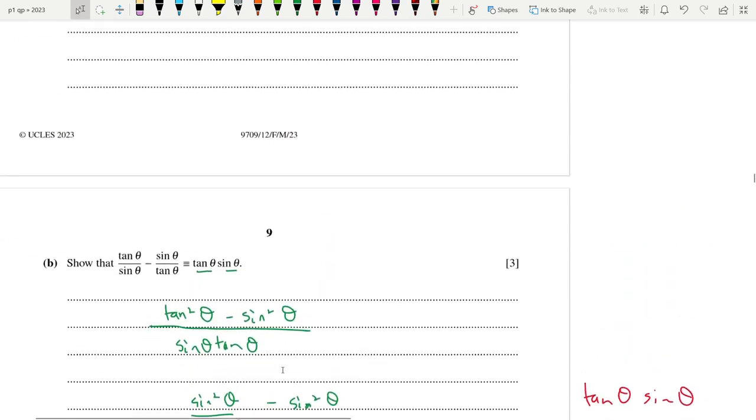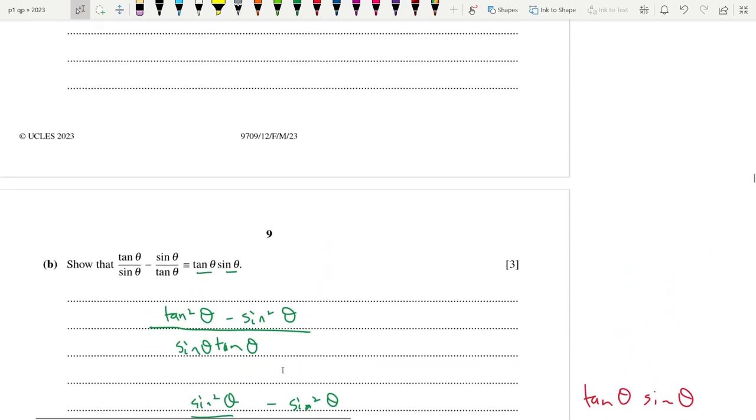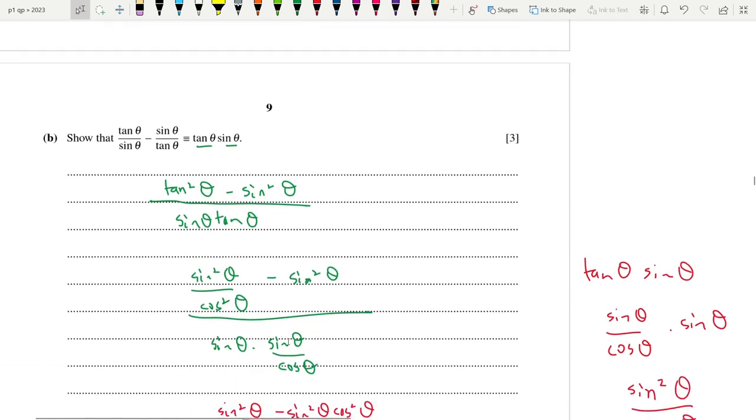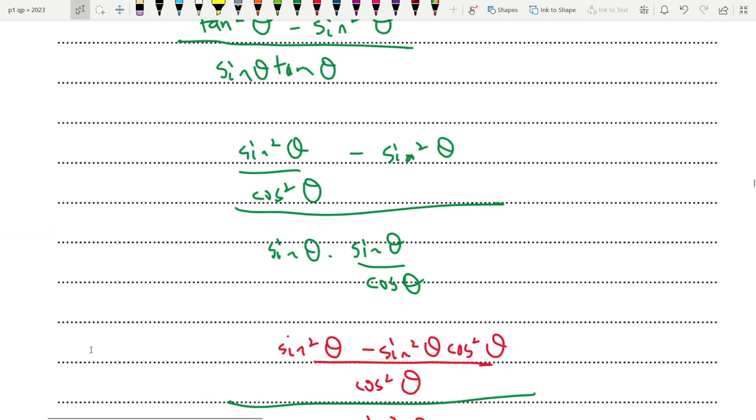Show that tan theta by sin theta minus sin theta by tan theta equals tan theta sin theta. So we start with the LCM. The LCM is sin theta tan theta, and up there we get tan squared theta minus sin squared theta. Tan squared theta can be written as sin squared theta by cos squared theta, where we can apply LCM again, and in the denominator I can also write tan theta as sin theta by cos theta. What's next?